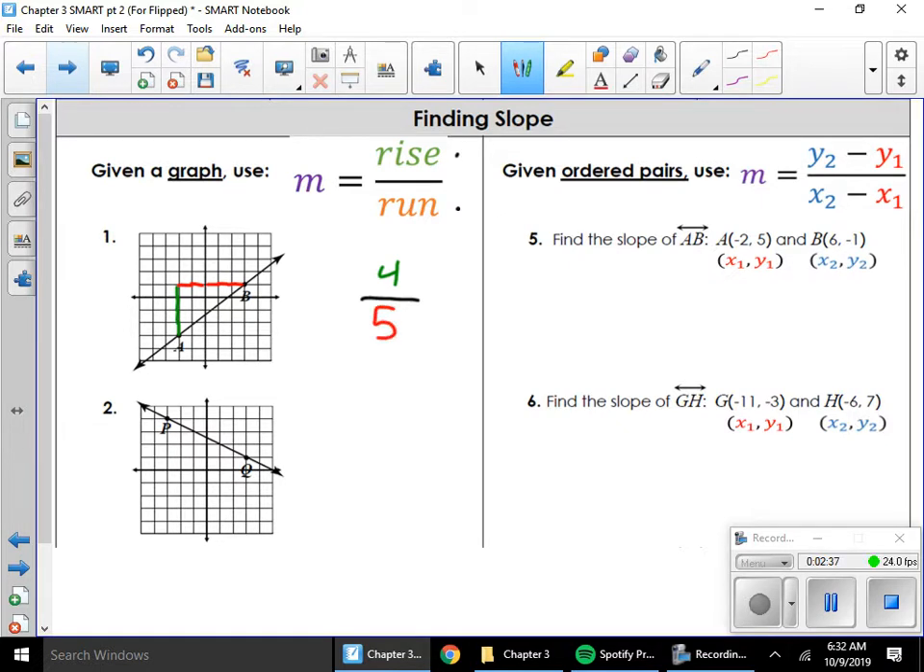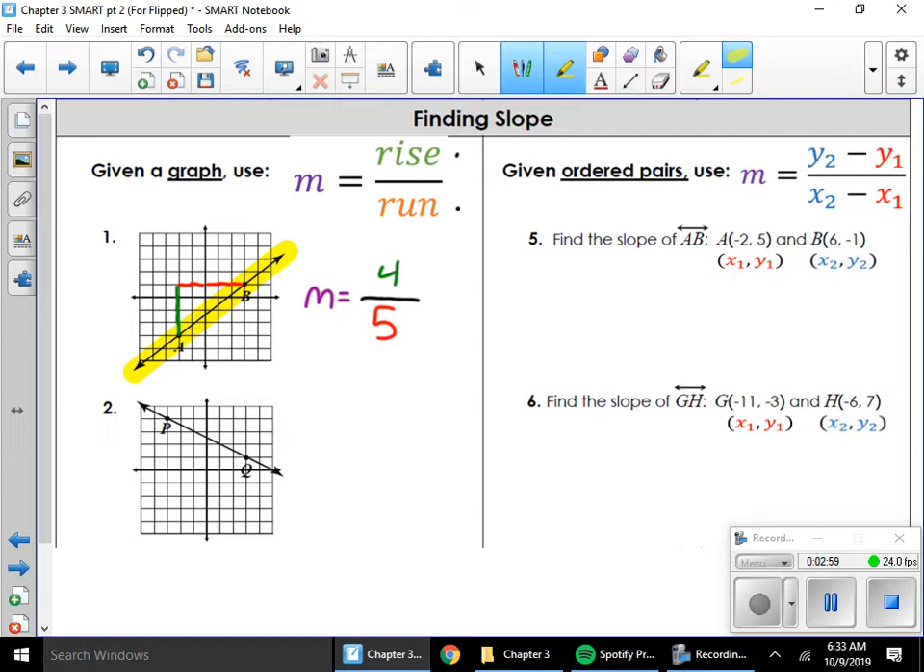Now we typically use the letter m to represent slope. So the slope of that line is 4/5. Note that from left to right, this line does go up. So we are expecting a positive slope. We did get a positive slope. 4/5 is a positive number.